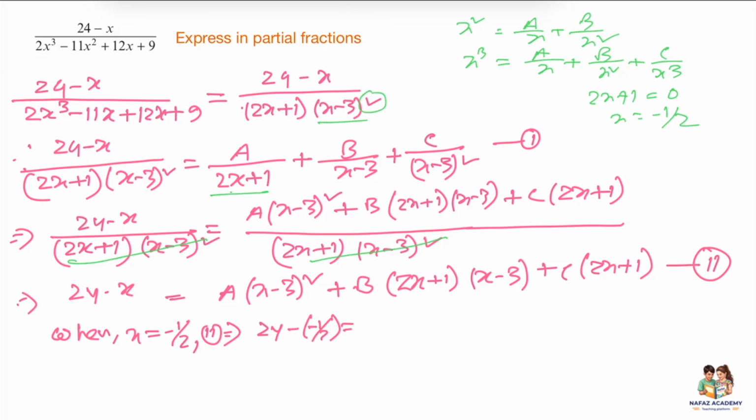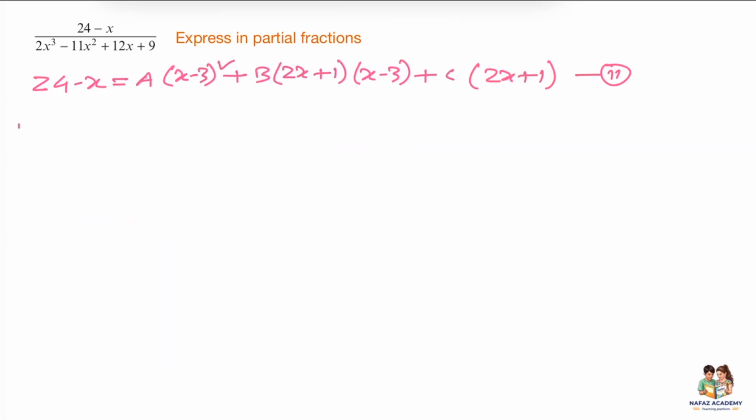24 minus half equals, which part must be 0? 2x plus 1 for B, 2x plus 1 for C. So B and C, this whole part must be 0 because they have 2x plus 1. If you substitute minus half in the B and C part, they must be 0. So no need for calculation. A equals 2.